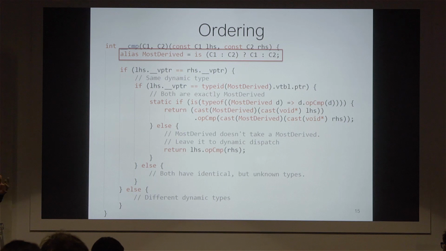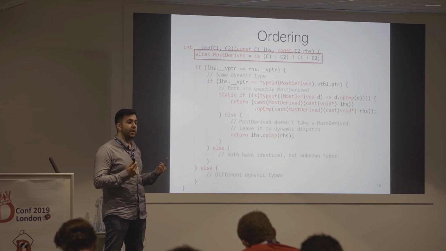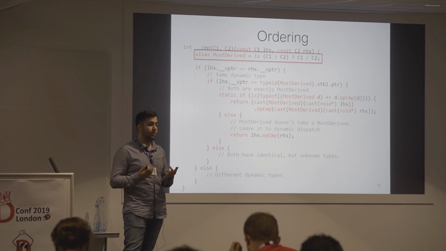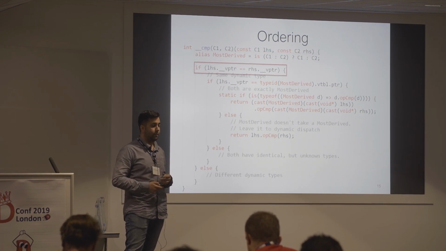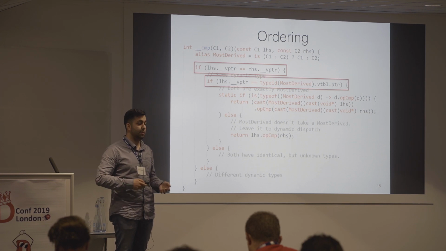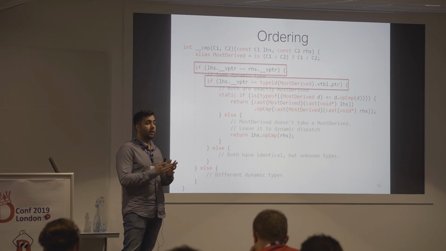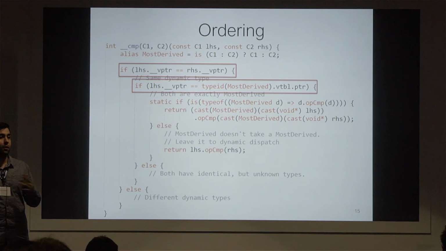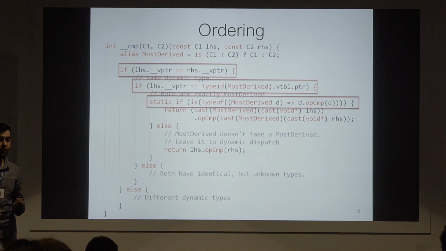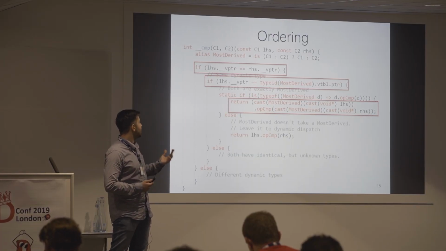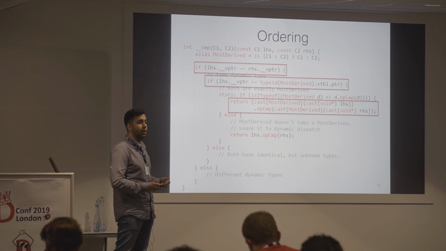So now we're looking at a bit of extra information. So we're comparing the pointers to the V table. So if the pointers are equal, then it means that we have the same dynamic type. And if we have the same dynamic type, and the dynamic type is the same as the most derived one that we've previously figured, then we can attempt to bypass the downcasting in the runtime and explicitly cast to the most derived one. So we're able to then cast to our most derived part and then call the opCompare.